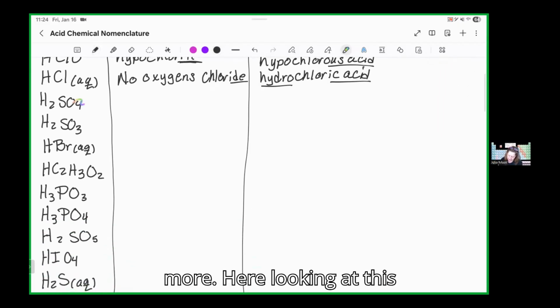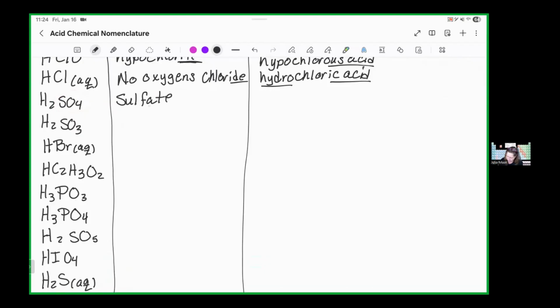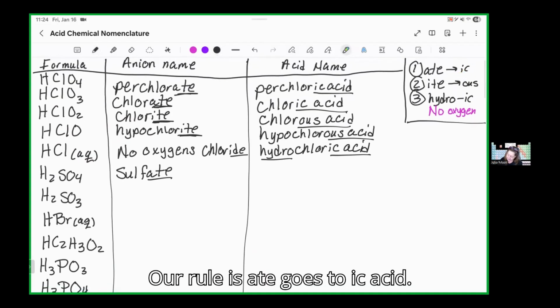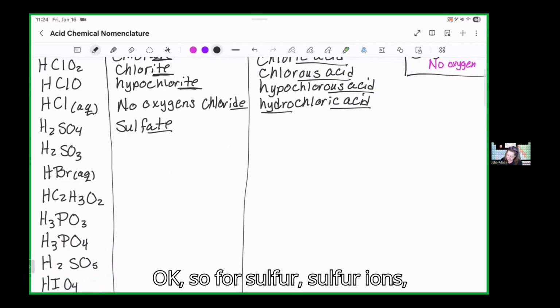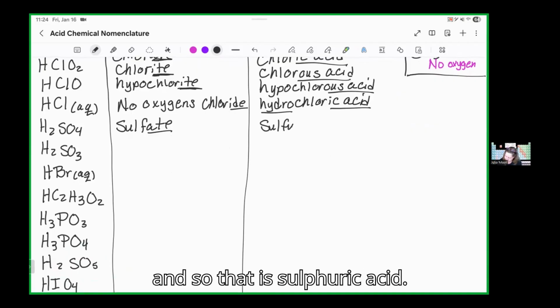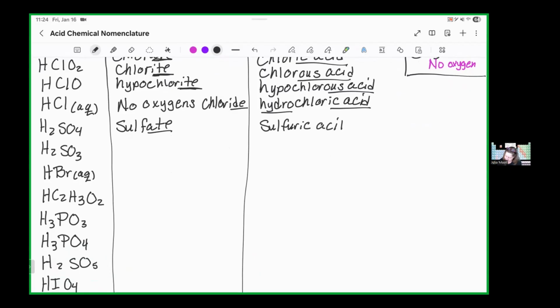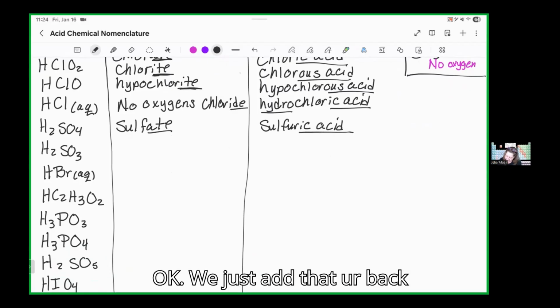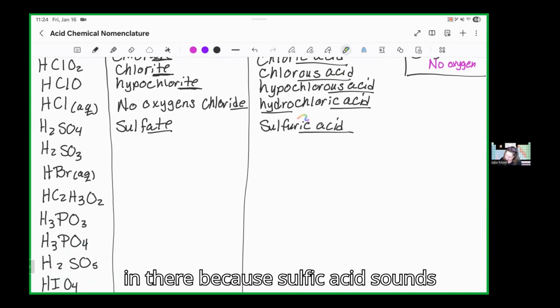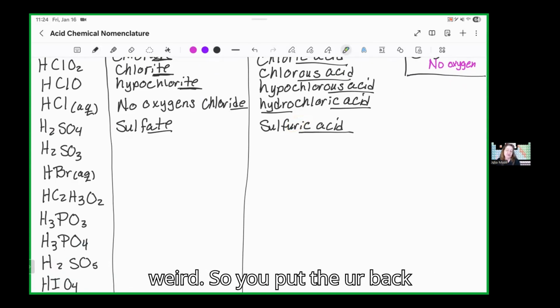Here, looking at this ion, I have sulfate, right, from our sulfur. He's got 4 oxygens and 2 negative charge. So that's sulfate. Our rule is ate goes to ic acid. Okay, so for sulfur ions, we add the ur back in. Okay, so that is sulfuric acid. We just add that back in there because sulfic acid sounds weird. So we put the ur back in.